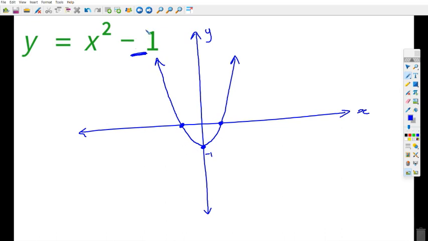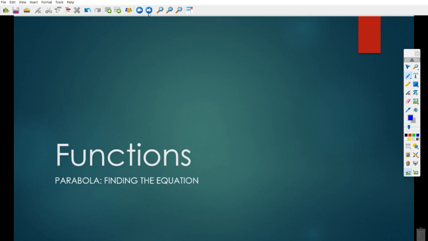So now let's use that. Let's not lose that. Let's use it, not lose it. And let's use that in how we're going to find the equation and how we're going to sketch our parabolas. Because we're going to have to eventually find the equation and also sketch our parabolas, as we have done with our straight line.